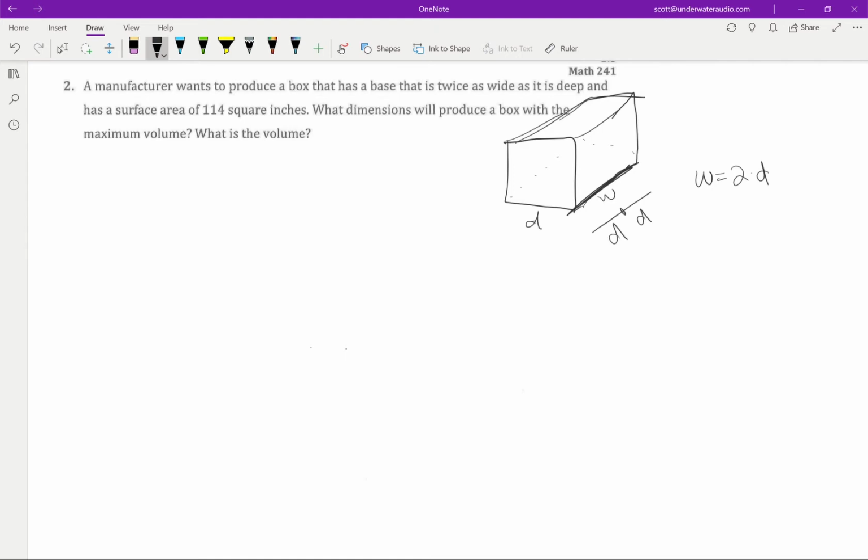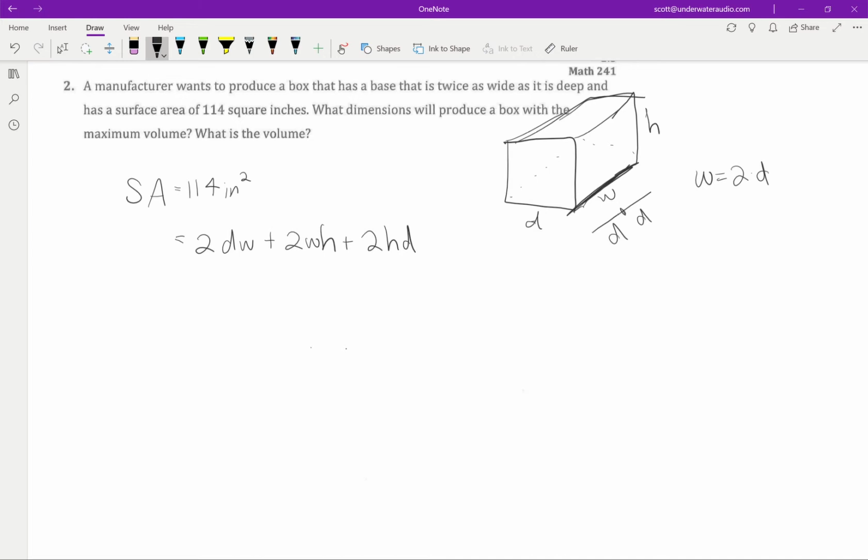And it has a surface area of 114 square inches. Up above, we had a formula for the surface area of something like this. It was basically 2dW plus 2WH plus 2hd, where h is the height of the box.